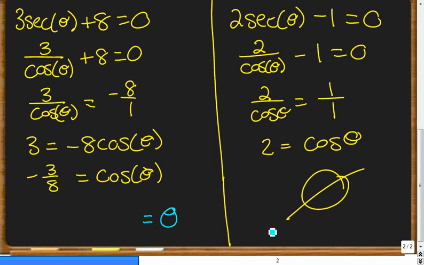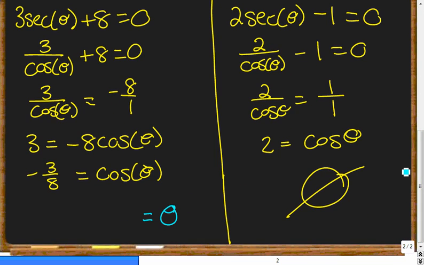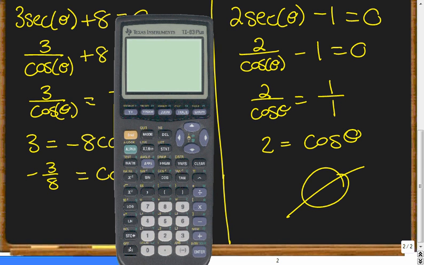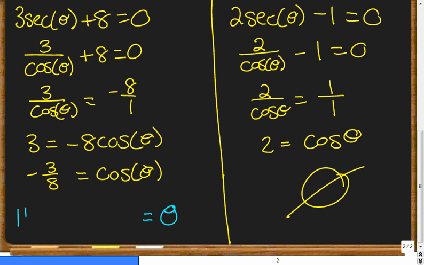So we'll see here, theta can equal what? We need to look at our window again, 0 to 360. So if we go to do our arc cosine of negative 3/8, that gives us 112.02. Now, where else would that occur?